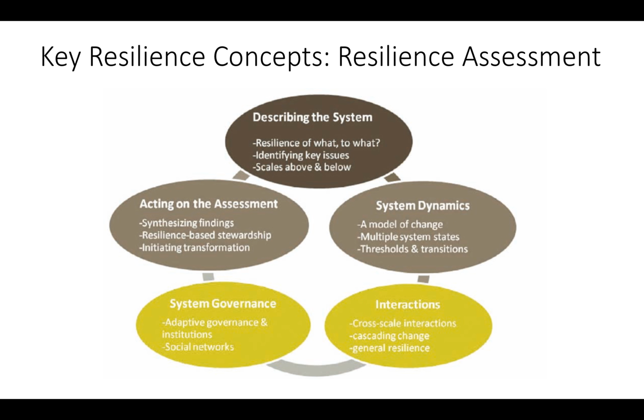There are 5 main stages of the assessment framework, beginning with describing the system, then understanding system dynamics, probing system interactions, and evaluating governance, and finally acting on the assessment. The actual process is iterative and reflexive at each stage and requires referring back to earlier steps and revising as necessary.